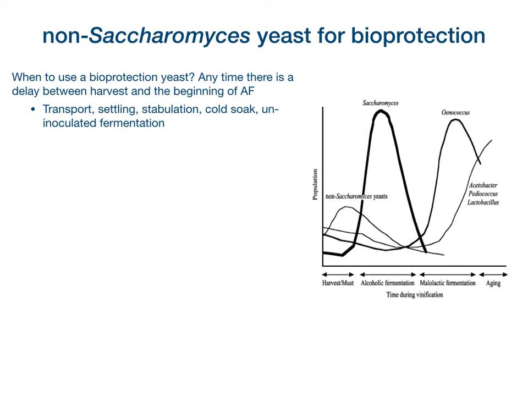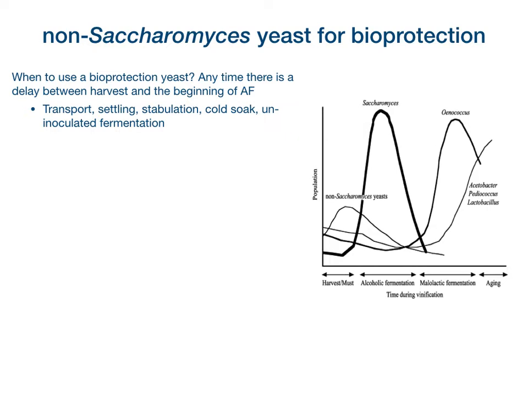So that can include transport, particularly if you're picking your grapes in one region and trucking them across the state to another region. Those grapes might need some protection during that time. Settling. So when you're cold settling, we make it cold on purpose to inhibit any of our spoilage organisms. But if you feel like you've got a big microbial load coming in, this could be an additional tool for that. If you're doing stabulation, you're elongating the time between when you're actually pressing those grapes and when you're starting your fermentation, and non-Sacc yeast might be helpful there.